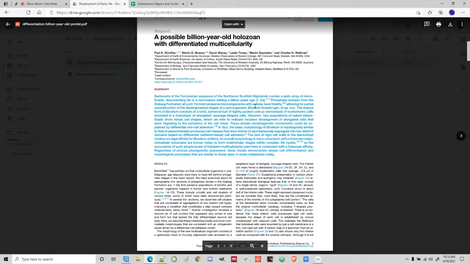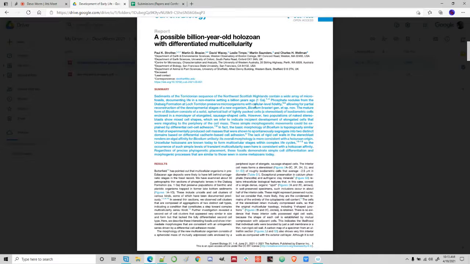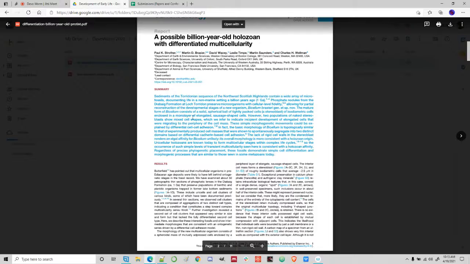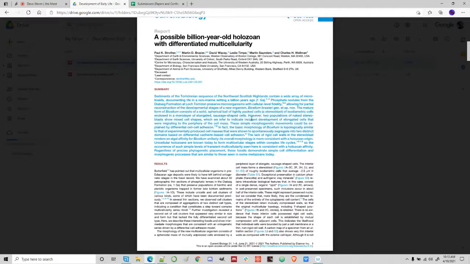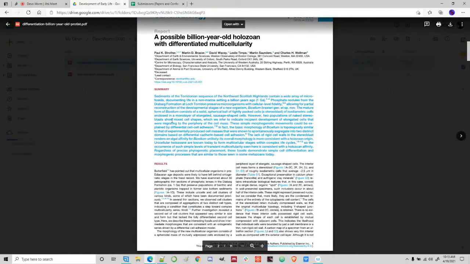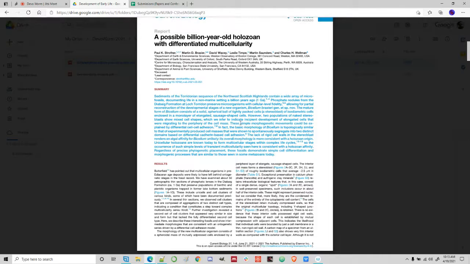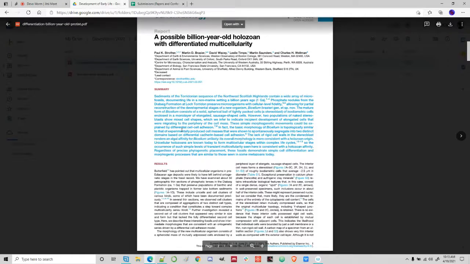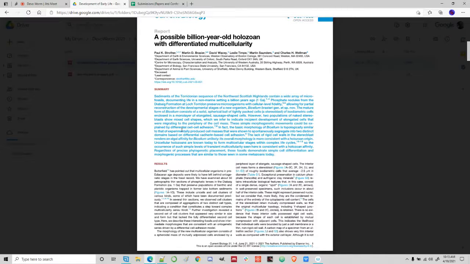So again, this is another one of these papers. It's very paleontological, so there's a lot of jargon in it. But let me take it from here. The mature form of Bicellum consists of a solid spherical ball of tightly packed cells, a stereoblast, enclosed in a monolayer of elongated sausage-shaped cells. However, two populations of naked stereoblasts show mixed cell shapes, which we can infer to indicate incipient development of elongated cells that were migrating to the periphery of the cell mass. So you saw that migration pattern in the figure.